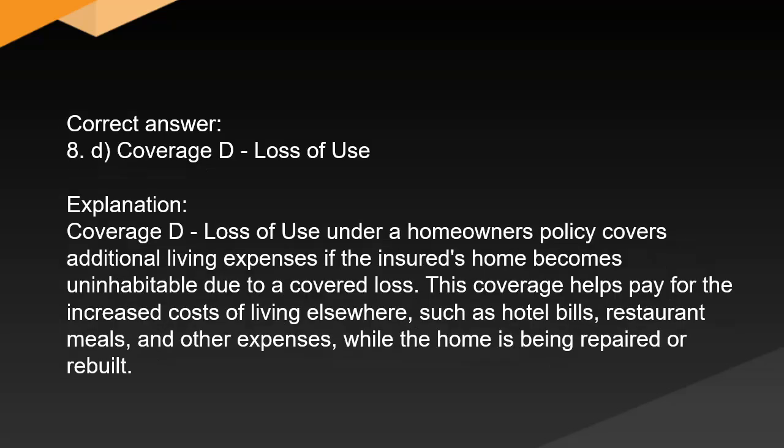Correct answer. D. Coverage D. Loss of use. Explanation. Coverage D, Loss of use, under a homeowner's policy covers additional living expenses if the insured's home becomes uninhabitable due to a covered loss. This coverage helps pay for the increased costs of living elsewhere, such as hotel bills, restaurant meals, and other expenses, while the home is being repaired or rebuilt.